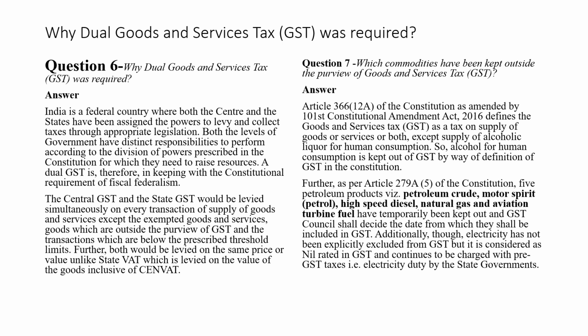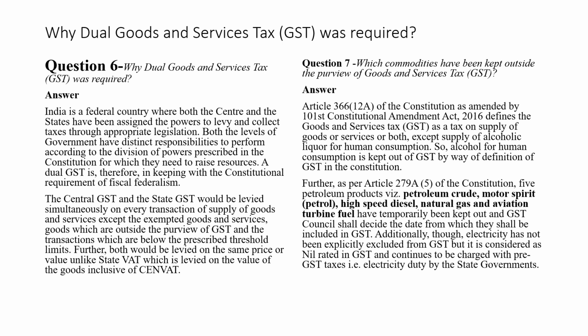So next, the last one is which commodities have been kept outside the purview of Goods and Services Tax. Very important. Article 366(12)(a) of the Constitution, as amended by the 101st Constitution Amendment Act 2016, defines the Goods and Services Tax, GST, as a tax on supply of goods and services or both, except supply of alcoholic liquor for human consumption. So, alcohol for human consumption is kept out of GST by way of the definition of GST in the Constitution.